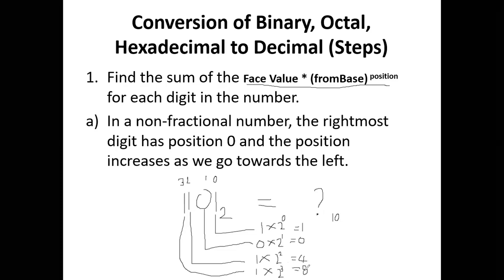So now, here we are told to find the sum of the position values. So this will be 8 plus 4, 12 plus 0, 12 plus 1. So this will be 13.